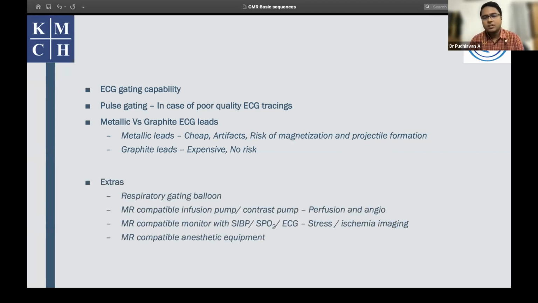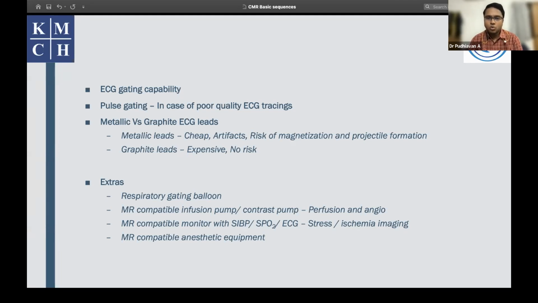Coming to the extra hardware that is necessary while you're doing a cardiac MR. A respiratory gating balloon, which is a small air-filled balloon tied to the epigastric region of the patient, provides you the tracing of the respiratory and diaphragmatic movements of the patient and helps in respiratory gating. An MR compatible infusion pump or a contrast pump is also necessary, especially if you're planning on doing perfusion imaging, stress tests, and angio. If you are limited to doing a viability scan, then an infusion pump or a contrast pump might not be necessary, but it's still good to have.